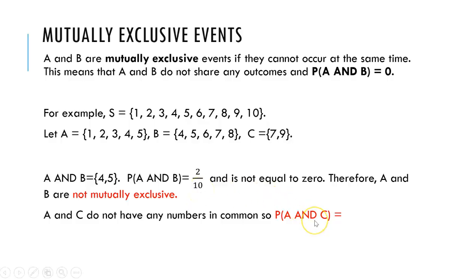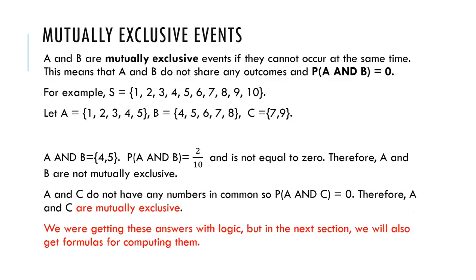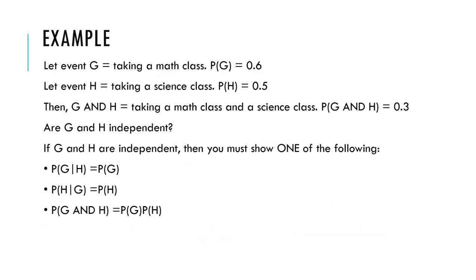All right, probability of A and C, there's no number in A that is also in C, so that probability is going to be 0. So A and C are mutually exclusive. They can't happen at the same time. So we're getting these answers just by using common sense and logic. In the next section, they're going to give us formulas for computing these as well.